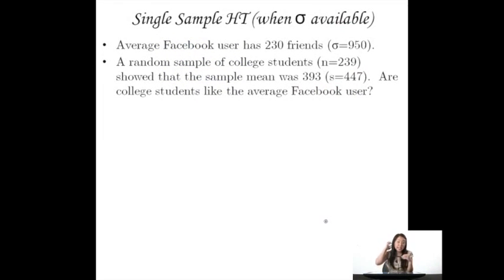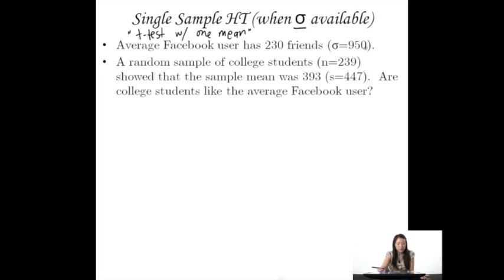Okay, so now let's go through some examples. So here's an example of single sample hypothesis testing, also called a t-test of one mean, or single mean t-test. It might be one mean or single mean, I don't know. Same thing. So this is also another term for it. Let's talk about this when sigma is available. The population standard deviation has been given to us.